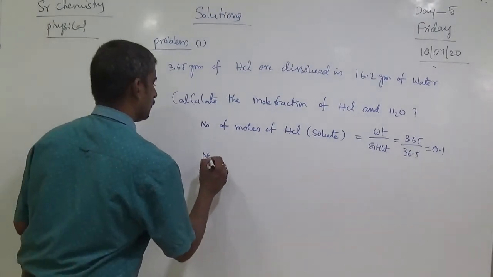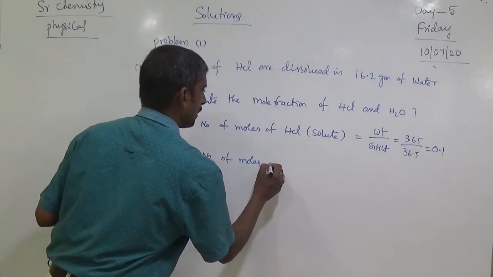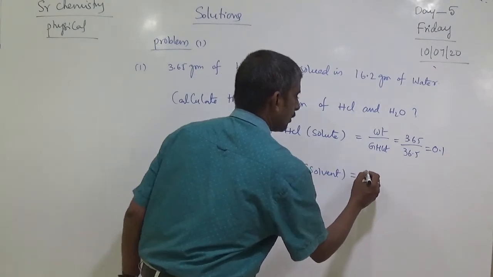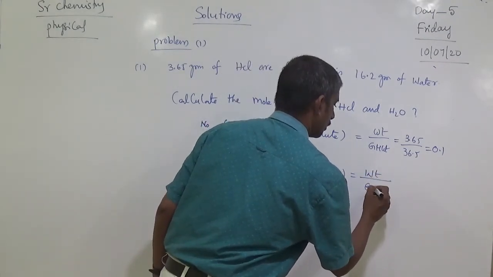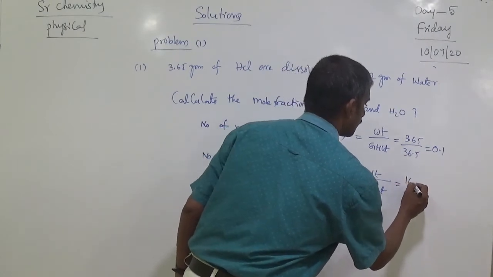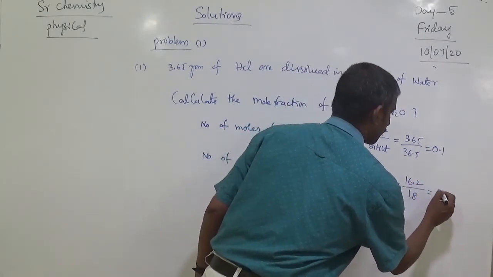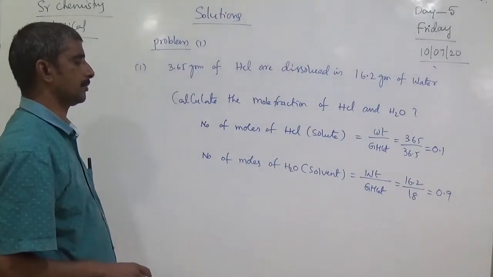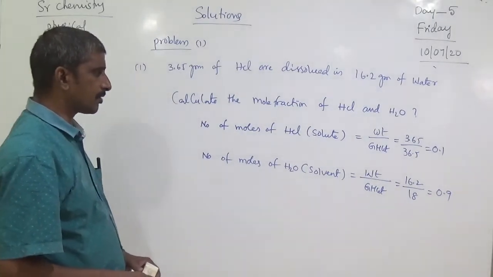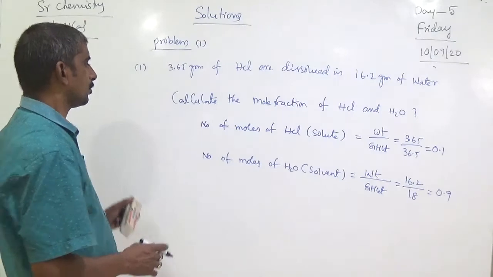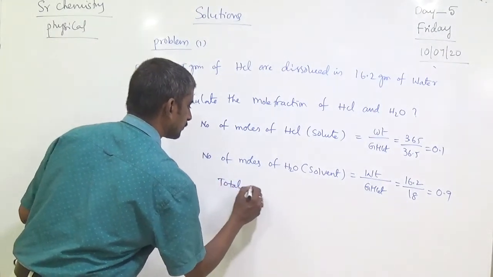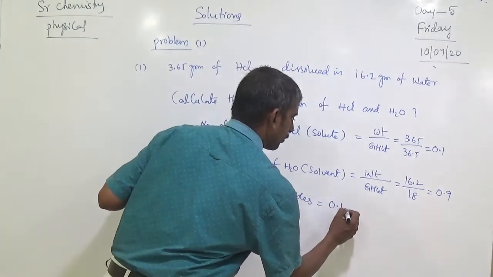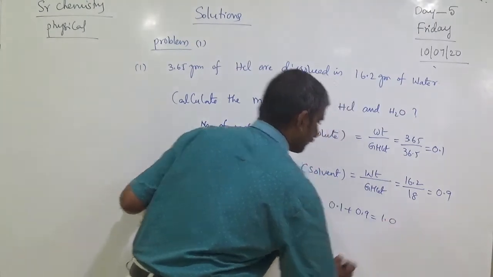Next, the number of moles of water. Here water is the solvent. That means weight by gram molecular weight. The weight is 16.2 and the molecular weight of water is 18. That is 162 by 180, which is 0.9. So the total number of moles equals 0.1 plus 0.9, that equals 1.